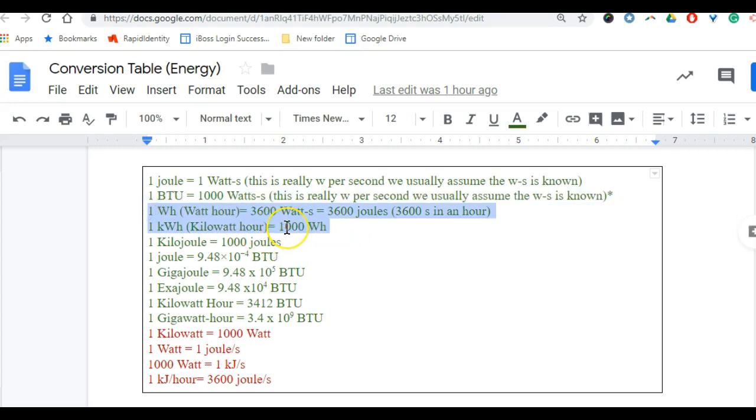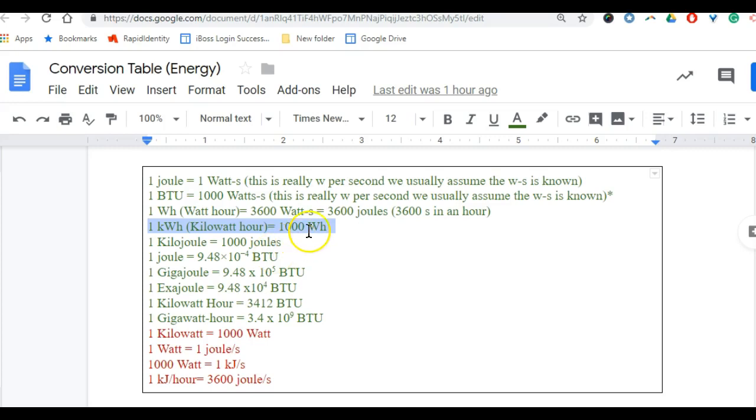So I could use either of these two, and this is the beauty of math. There's more than one way to solve a problem. So I could use this one and go to joules, and then from joules, I can go to BTUs. Or I can go from watt hours to kilowatt hours, and then go from kilowatt hours to BTUs. So it doesn't matter. It's going to take you to the same answer. So I'm going to do this variation right here.